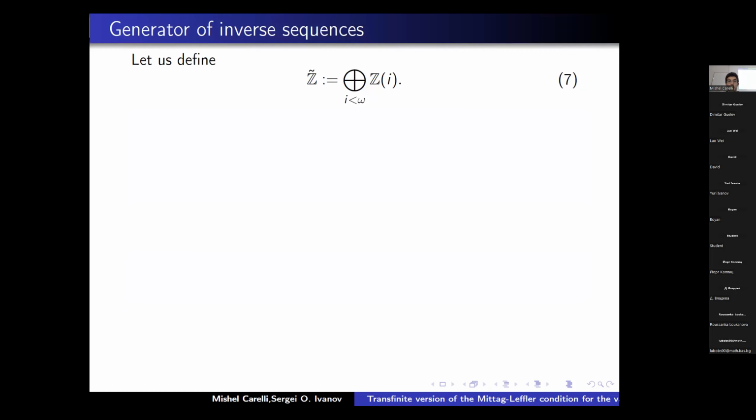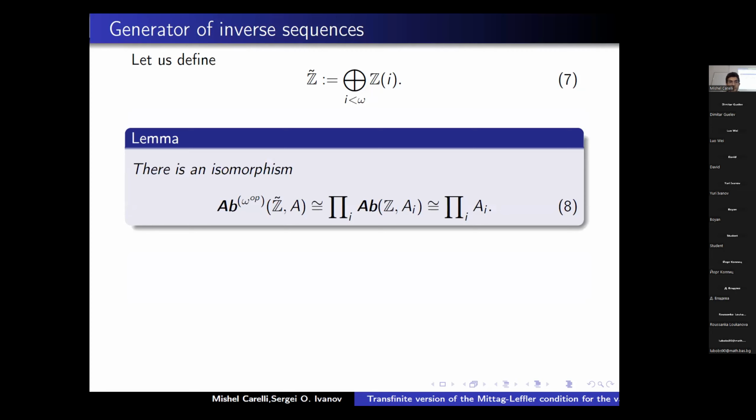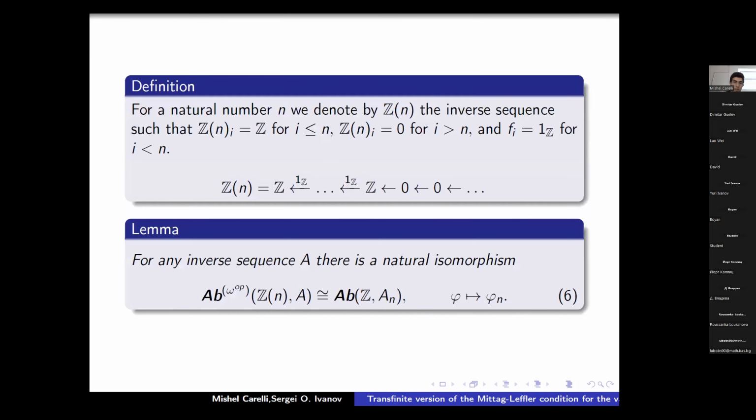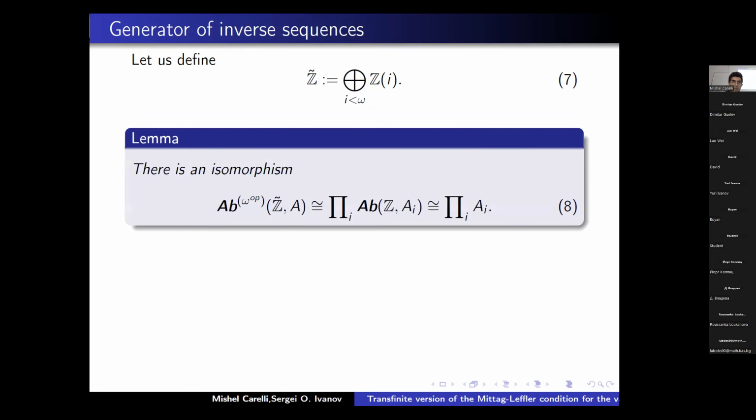It's like the direct sum of Z_i on this line. And we'll formulate the following lemma, that we have an isomorphism. Again, we have morphisms as inverse sequences from Z wave to A. It's isomorphic to the direct product of the sets of morphisms from Z to A_i, and it's isomorphic to the product of A_i. The last isomorphism is clear, because the morphism from Z to A_i is isomorphic to A_i. And the first isomorphism we have because, by the previous result, we know that morphisms from Z_n to A are isomorphic to morphisms from Z to A_i. And hence we have Z wave as the direct sum of Z_i. So the morphisms from the direct sum are just the direct product of morphisms from the summands.